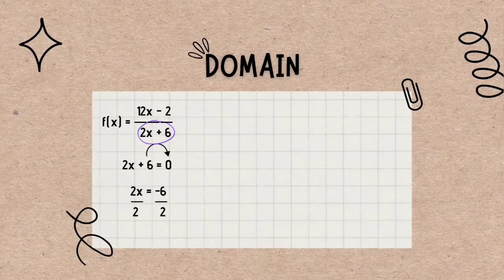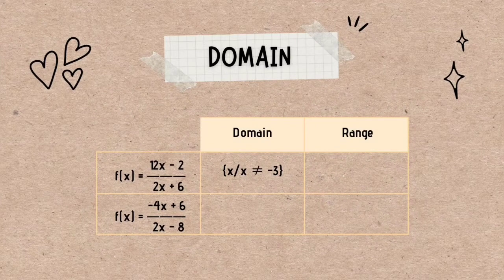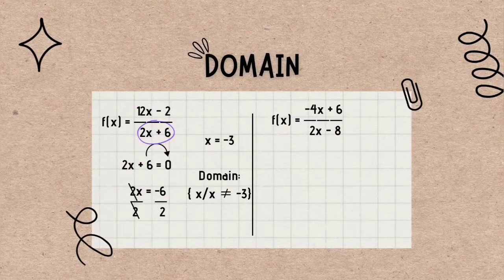So, i-divide na natin siya. 2x divided by 2, cancel this out. X na lang matitira. So, negative 6 divided by 2. So, negative 3. So, sabi, isusulat natin siya sa builder notation form. So, the set of x such that x is not equal to negative 3. So, yan. Yun ang sagot. Let's proceed on to the next example.